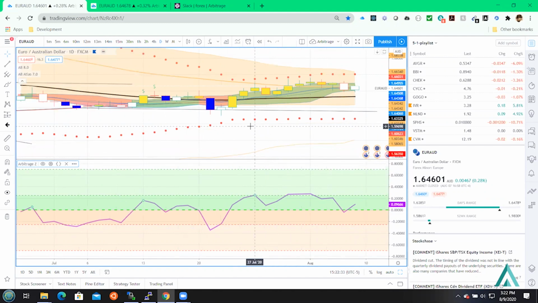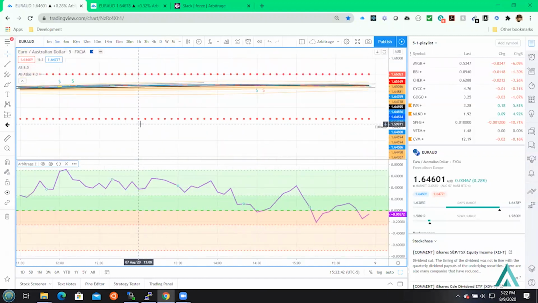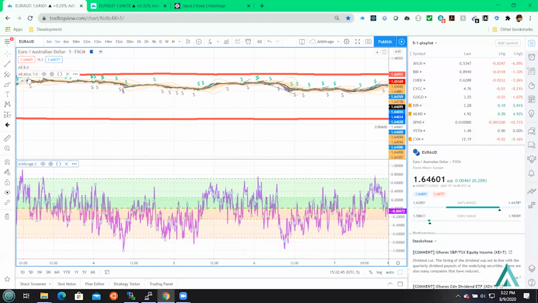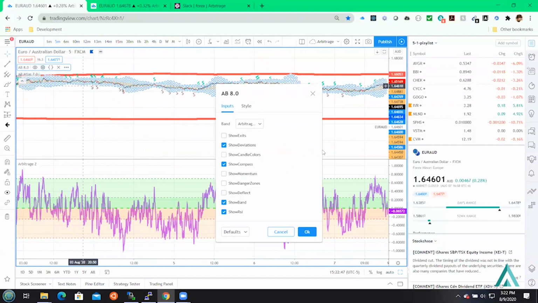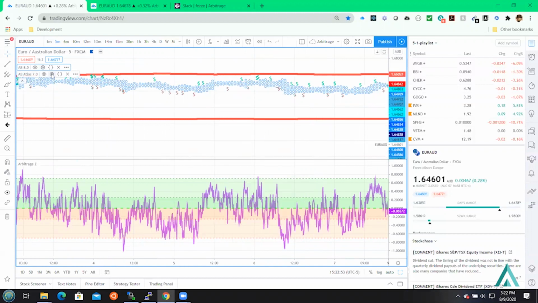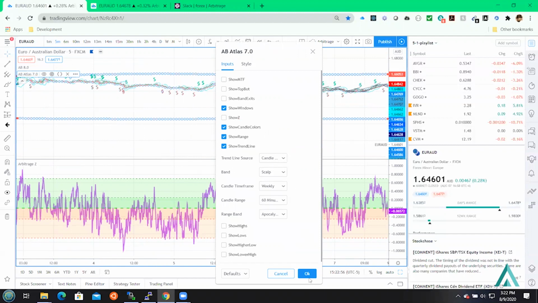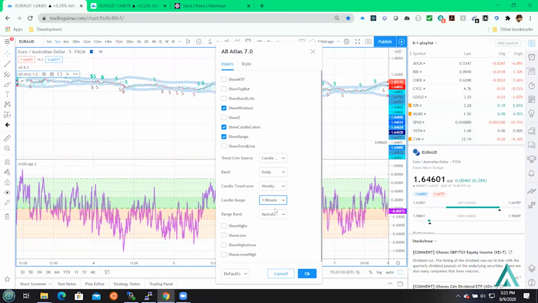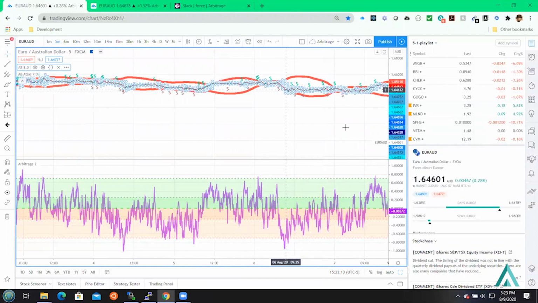I know my personal settings are, I'm usually using my scalp settings on the 5-minute chart. And if I'm on the 5-minute chart, I'm usually scalping with everything set to my scalp settings, which usually means I'm set at compass on my arbitrage band, and on my atlas, I'm usually set at scalp. I don't usually have show Z on. I don't usually have those trend lines on, but I do usually have my 1-minute range set to apocalypse now. So that's the only thing I've changed in my scalp formula.